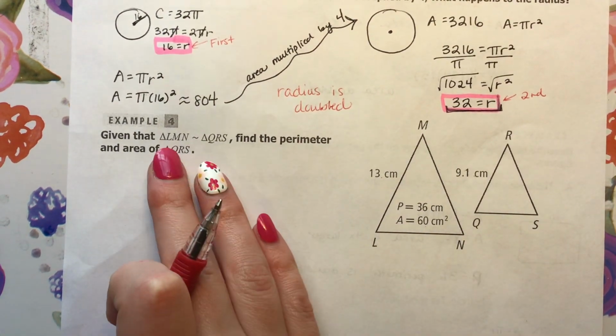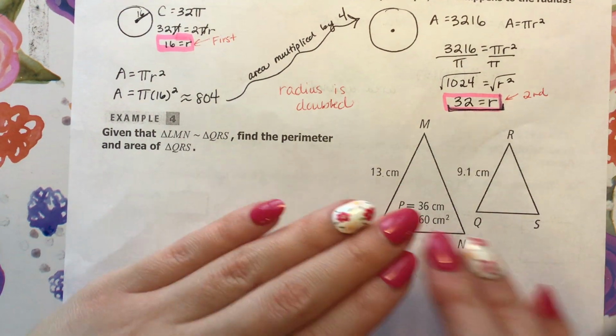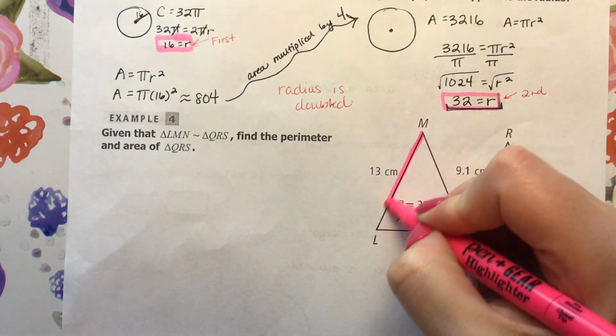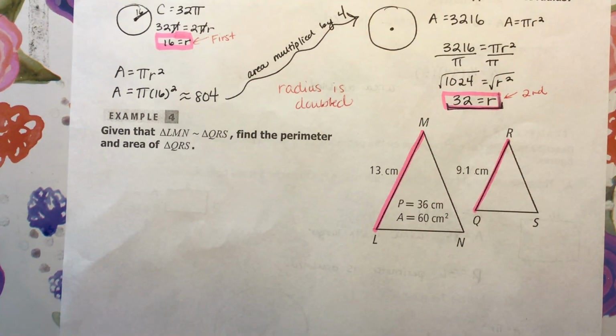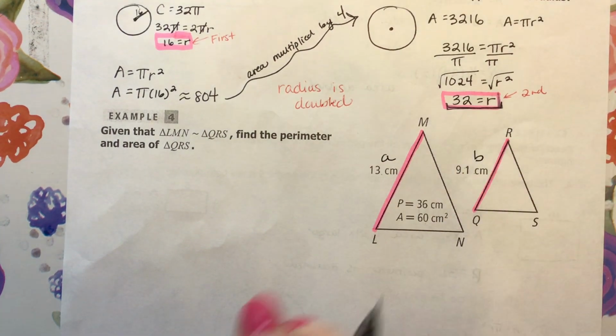So this says, given that triangle LMN is similar to triangle QRS, find the perimeter and area of triangle QRS. All right. We know that this triangle is similar to this triangle, so we need a similarity ratio. Our similarity ratio is going to be between 2 corresponding sides. So I can say, oh yeah, this side corresponds with that side. So let's set up our ratio. I'm just going to say that this one is A and this one is B, just so we can see it.